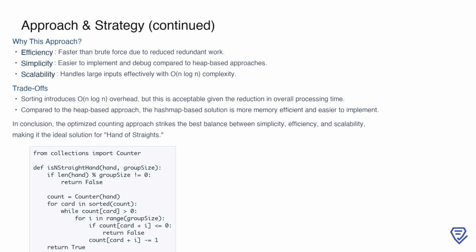The optimized counting approach is favored for several reasons. It is significantly faster than the brute force method because it avoids redundant work, and it is simpler to implement and debug compared to the heap-based approach. Furthermore, it scales well with large inputs due to its O(n log n) complexity. While sorting introduces some overhead, this trade-off is acceptable given the overall reduction in processing time.